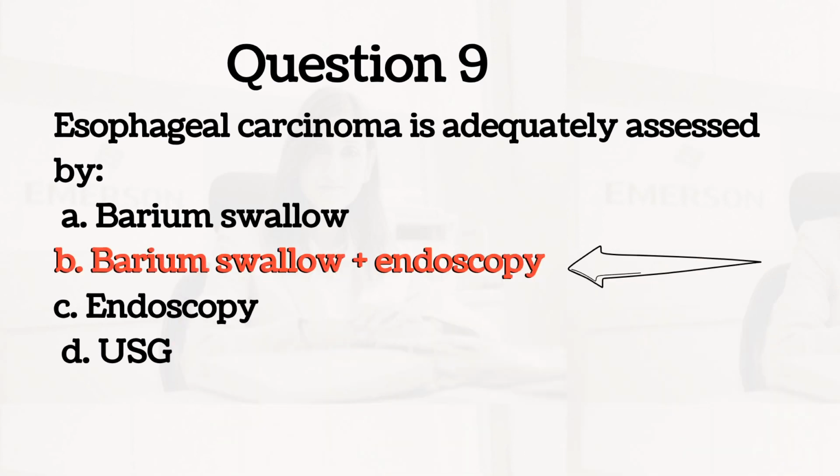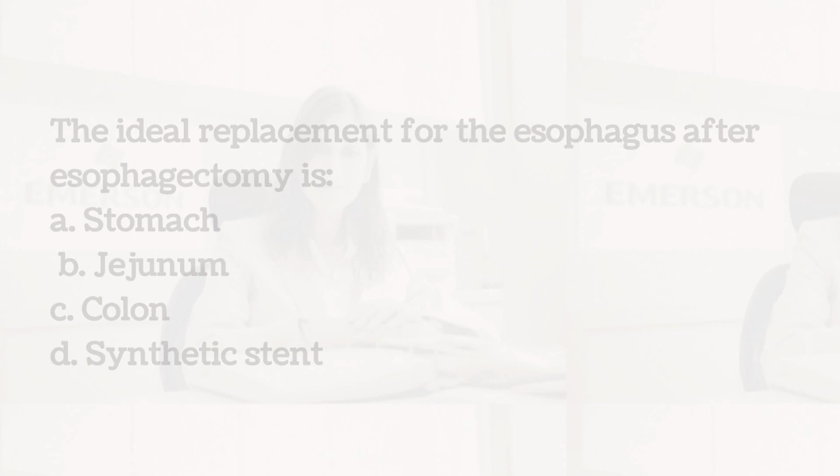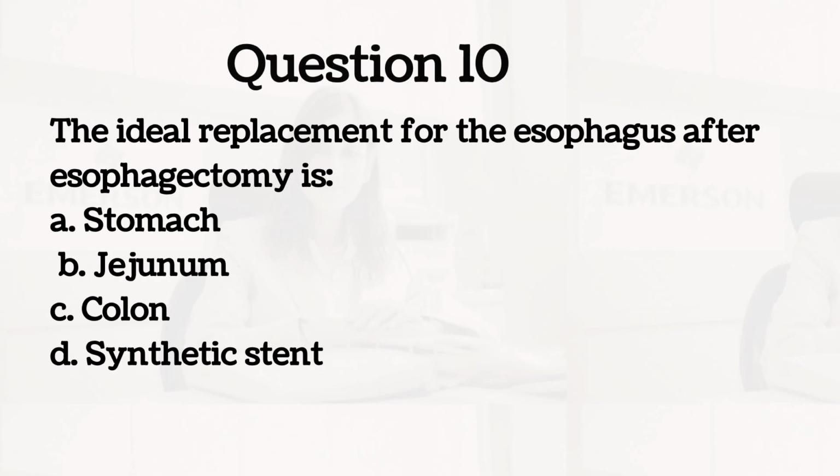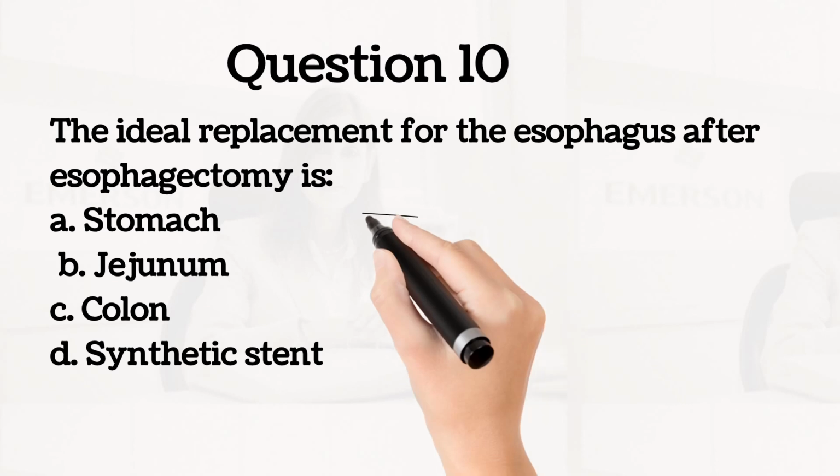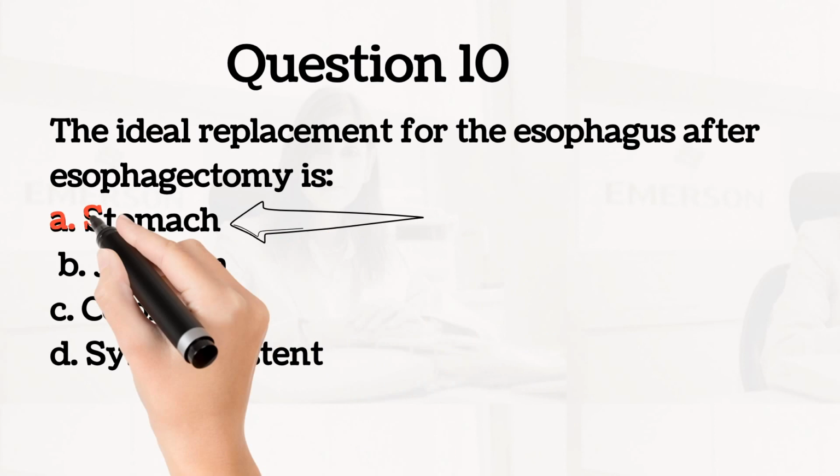Okay, so we go to question 10, which is saying the ideal replacement for the esophagus after esophagectomy is: A, stomach; B, jejunum; C, colon; D, synthetic stent. So what's the ideal replacement for the esophagus? It can't be the colon, it can't be the synthetic stent, and it isn't the jejunum. So here the answer is A, which is the stomach. That's the ideal replacement for a patient who has undergone esophagectomy. So that's the answer for this one.